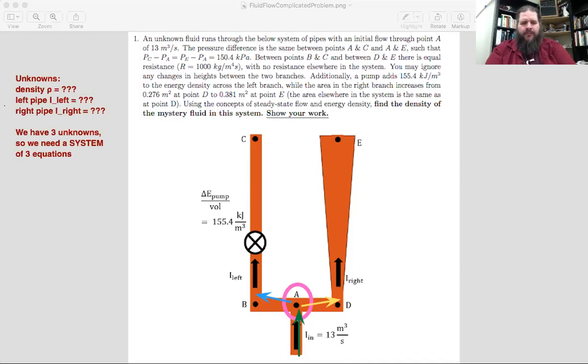We know that the current in equals current out, the fluid version of the junction rule. Left current plus right current must equal 13 cubic meters per second. So we have that solid. We know that's going to be true. That's one equation. If we can find 2 more equations linking these together, then that should be enough information. So how can we establish more equations relating these together?